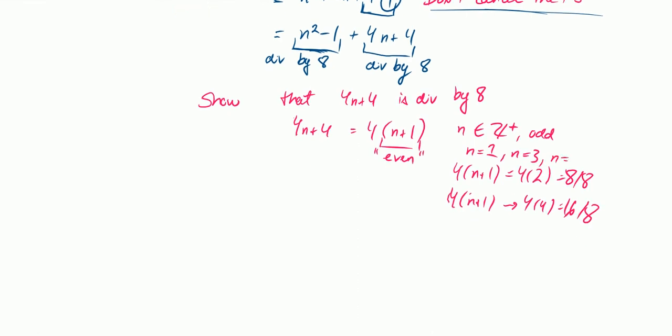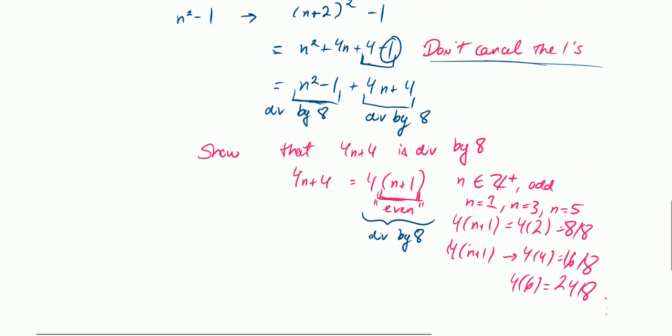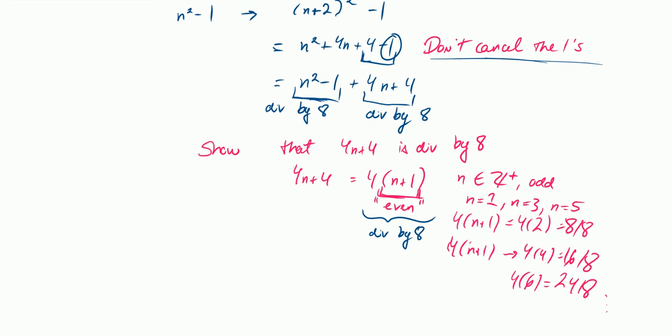So let's do another one for 5. You'll get 4 times 6, which is 24, which is also divisible by 8, and so on. So you can see that because this is even, and I'm multiplying by 4, all of this is divisible by 8. So both of my expressions, n squared minus 1 and 4n plus 4, are divisible by 8.